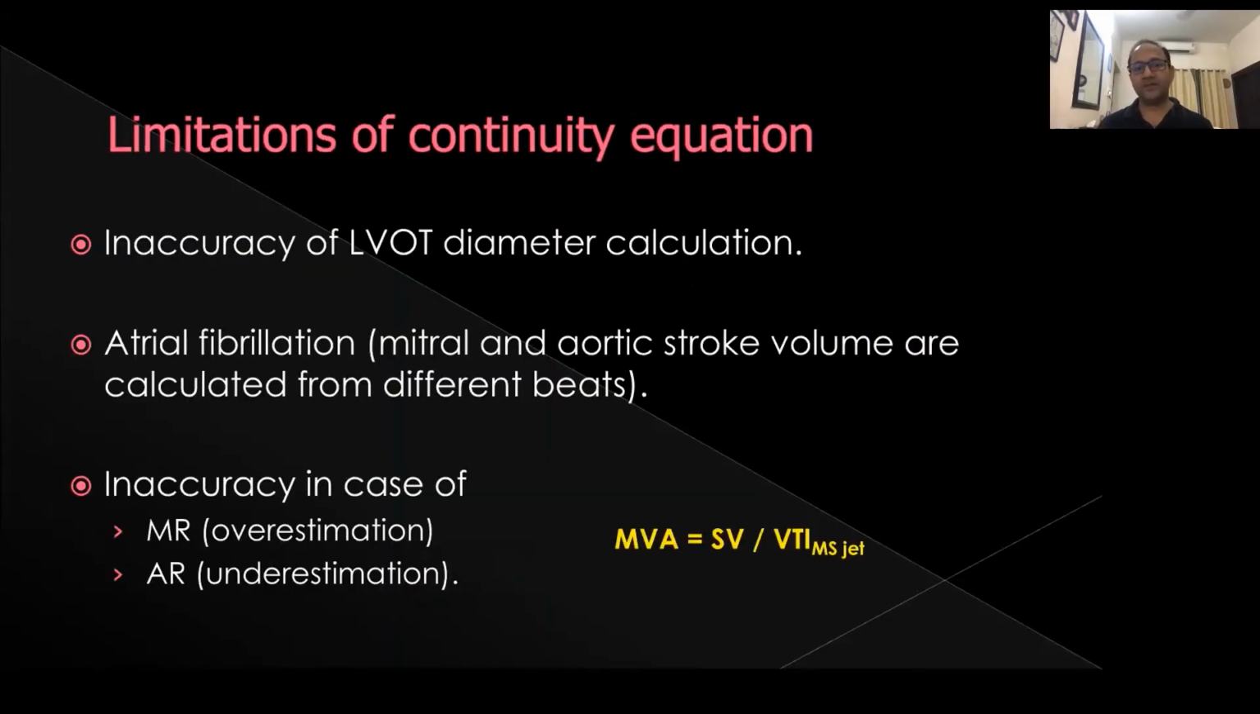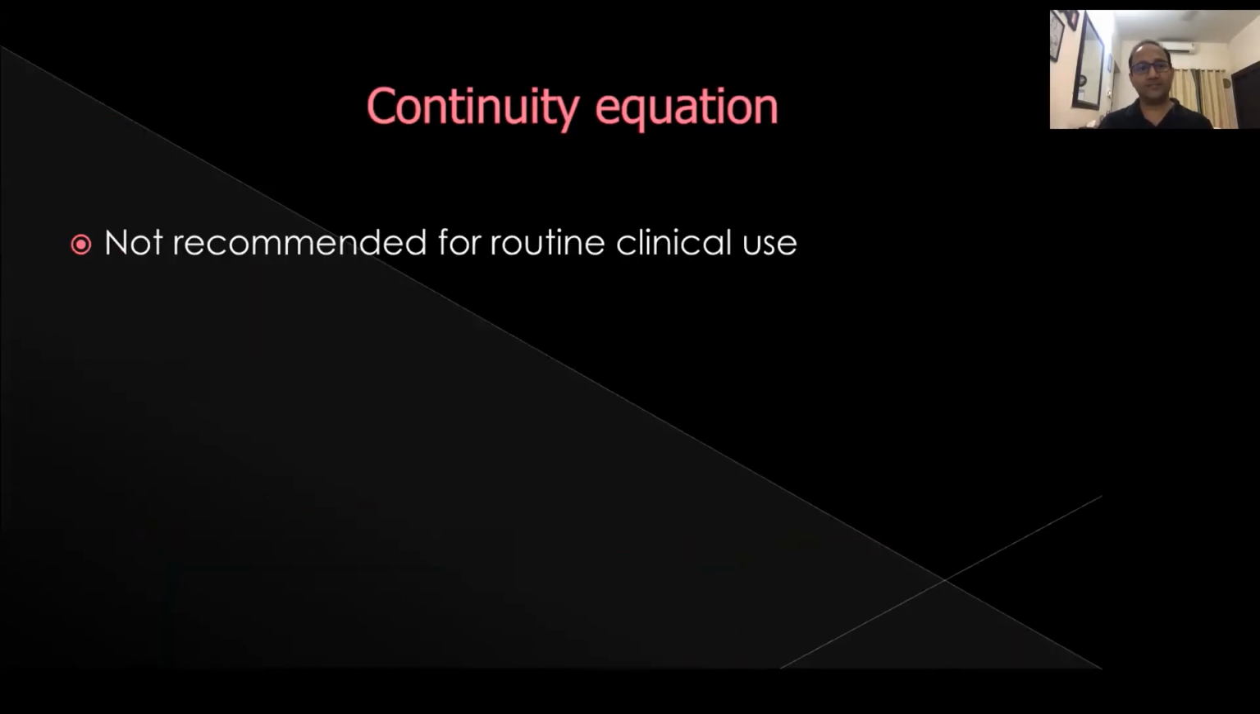The limitation is that there is an inherent inaccuracy in LVOT diameter calculation, which is valid even for aortic stenosis. In AF, the mitral and aortic stroke volumes are different in different beats. And if there is an associated MR or AR, the continuity equation cannot be used in such cases. So it is not really recommended for routine clinical use.